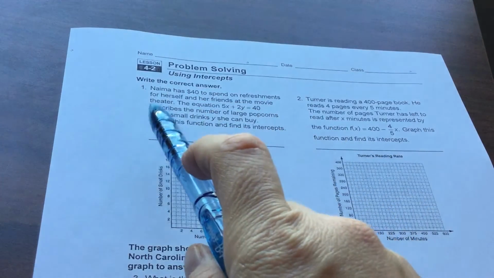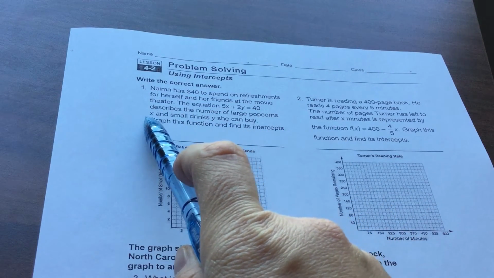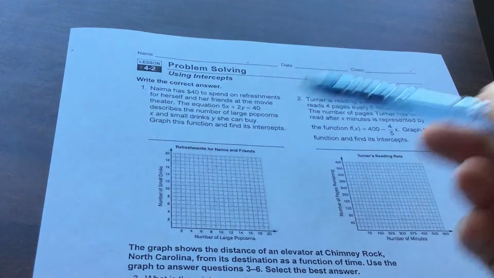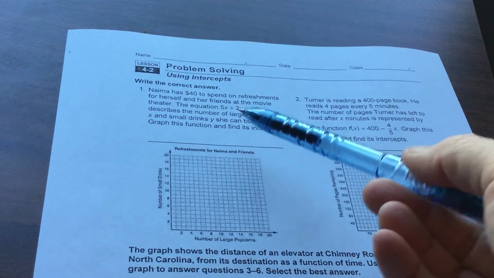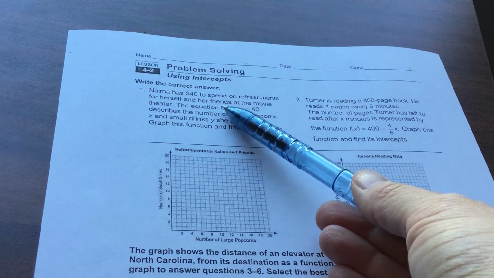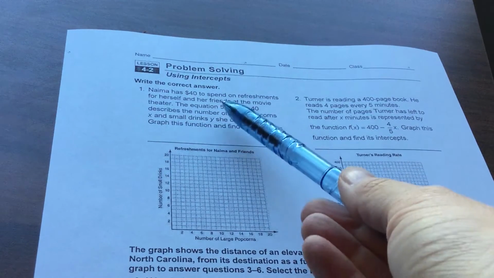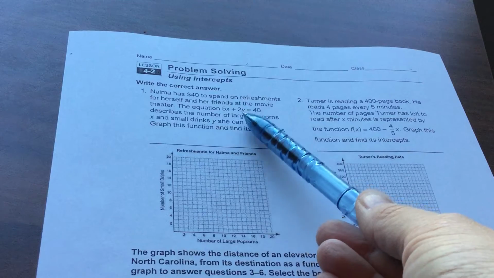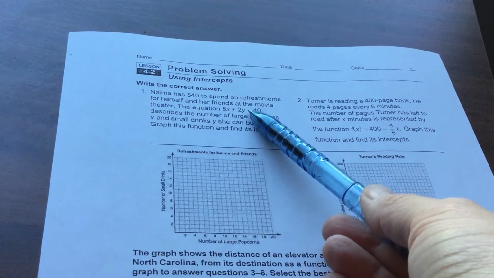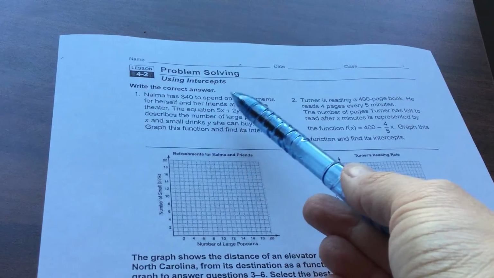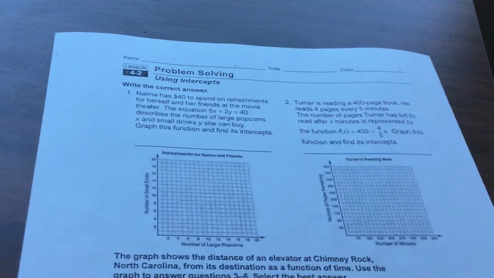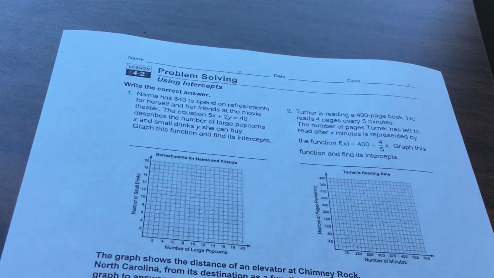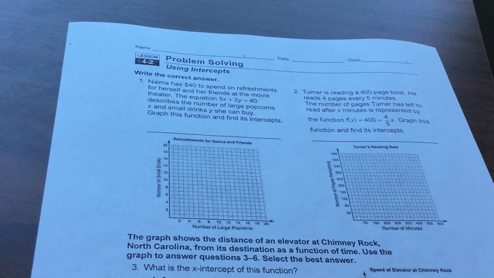So if x is the number of large popcorns and y is the number of drinks, then this equation means that it's 5x, which means the popcorn's $5. 2y means the drinks are $2, and then grand total it's $40 because that's how much money she has to spend. And so in order to graph, I'm going to find the intercepts first.